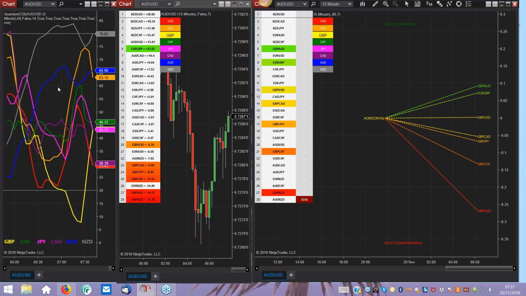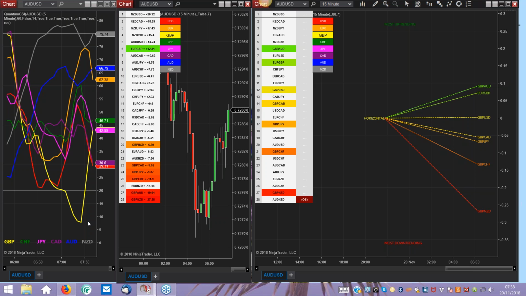I've got the CSI on the left. I've got these set up on 5-minute. I've got the currency matrix on 15, and I've got the currency array on 15. And of course, what you're looking at now is what is going on in terms of overbought, oversold, strength of the buying or strength of the selling. Am I in the right pair? What am I looking at? What am I seeing?